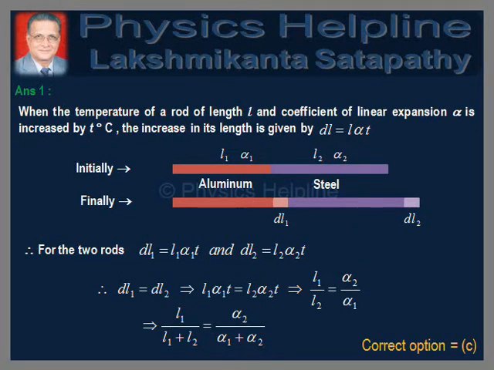First, let us solve the problem in question 1. It is about the thermal expansion of two rods of different material when heated through the same temperature range. When the temperature of a rod of length L and coefficient of linear expansion alpha is increased by T degrees C, the increase in its length is given by dL is equal to L alpha T.